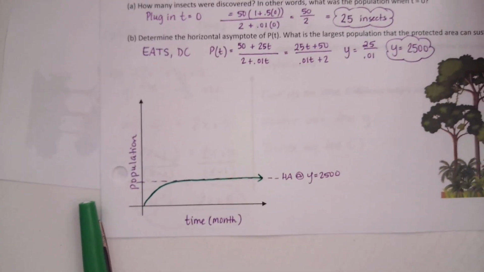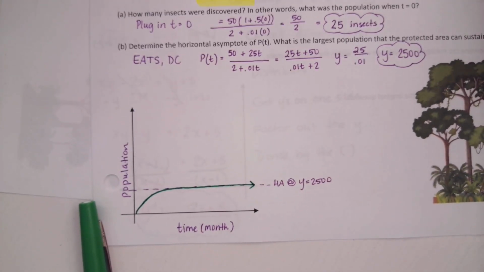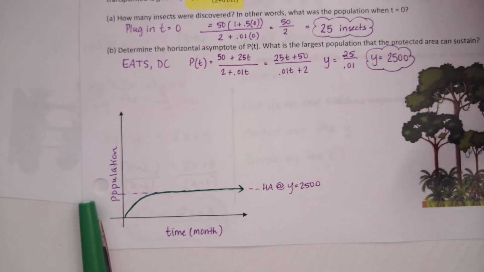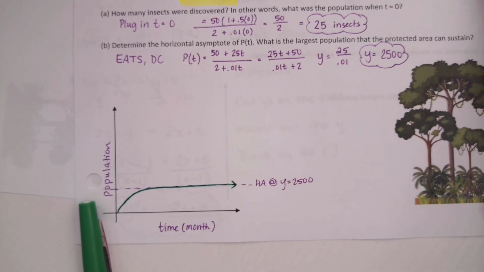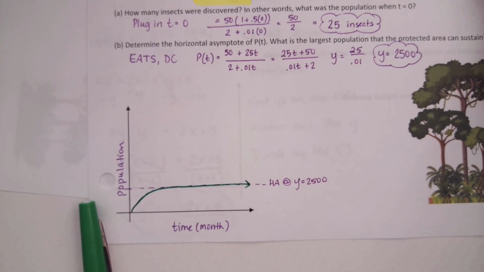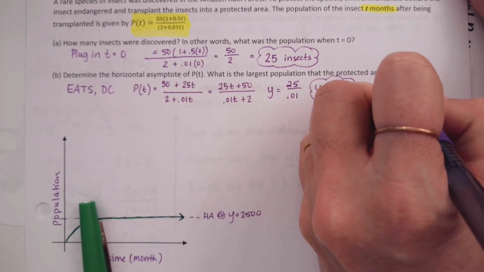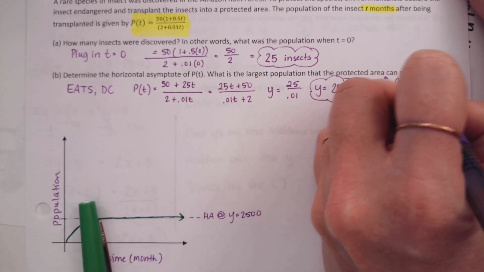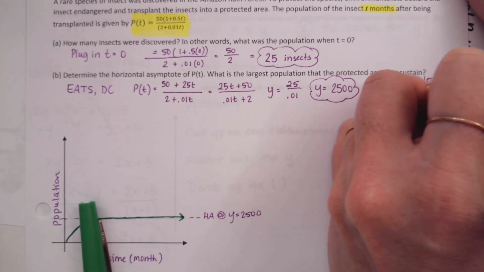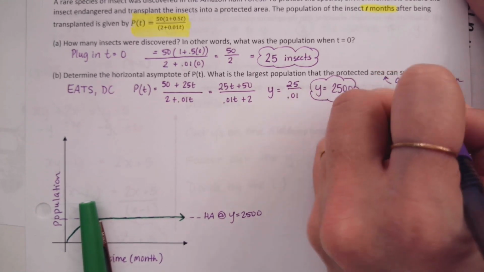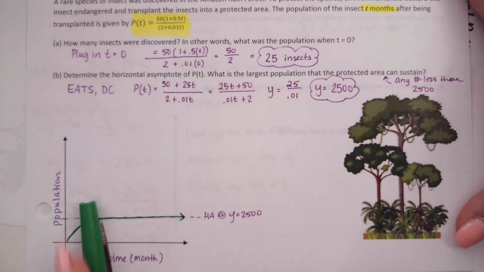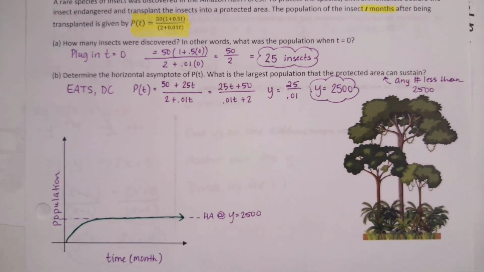Okay. Spoiler alert, we already know the answer. What is the largest population that the protected area can sustain? Anything less than 2,500. Yeah. Any number less than 2,500, because the max is 2,500. Good job on finding the good window for that one, guys.